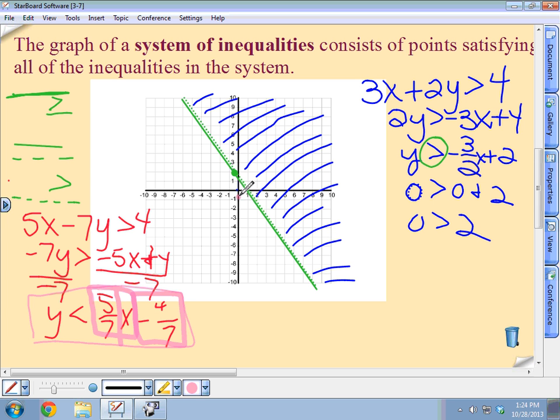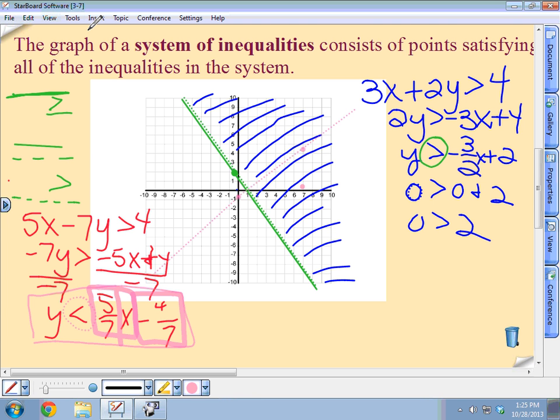So 1, 2, 3, 4, 5. Oh, these lines are hard to see. So the 7, make it easier this way. 1, 2. So something like that is where it looks, and then hopefully this time we will use the dotted line. Okay, notice again, we have the broken line because it's not an equal to, it's just a greater than or less than.